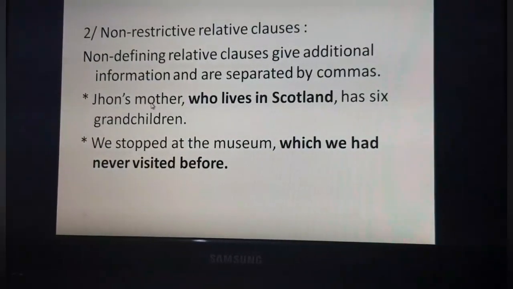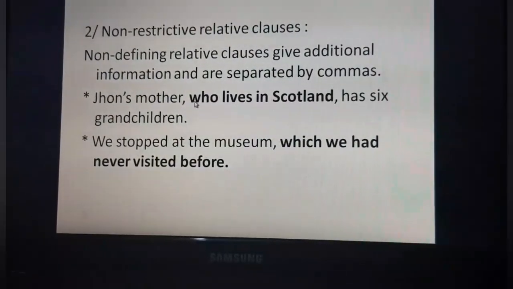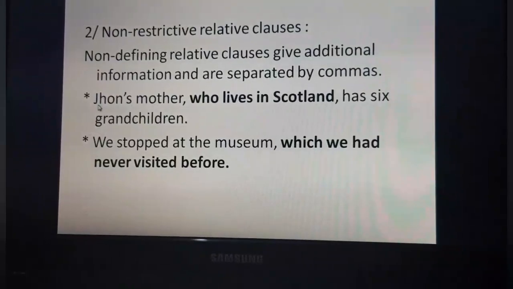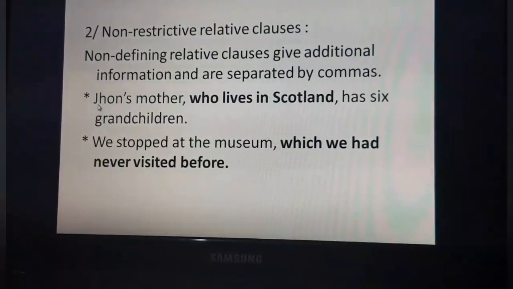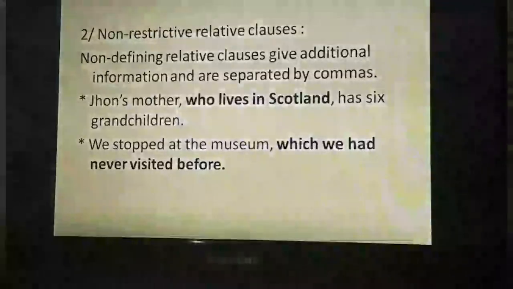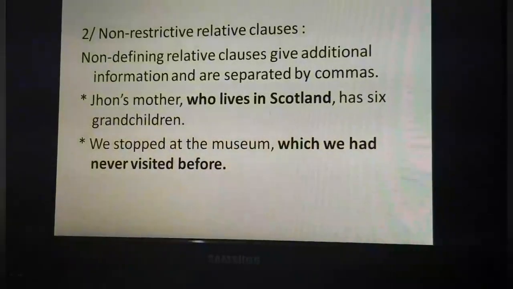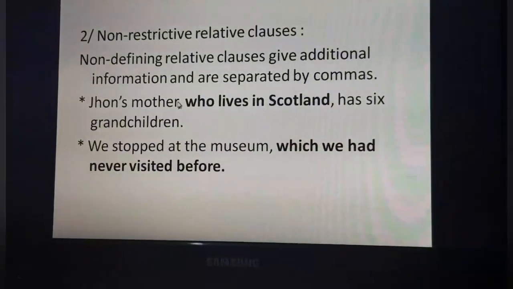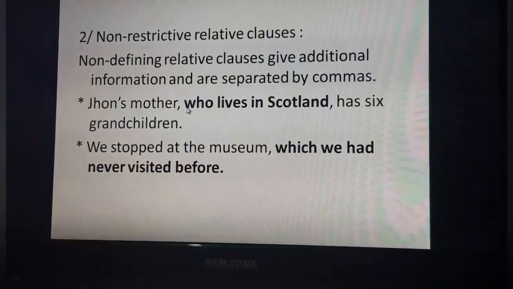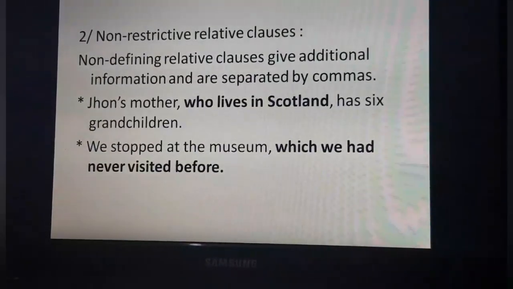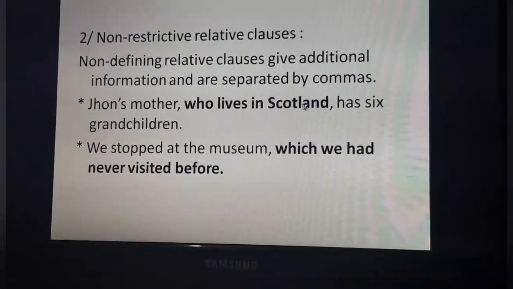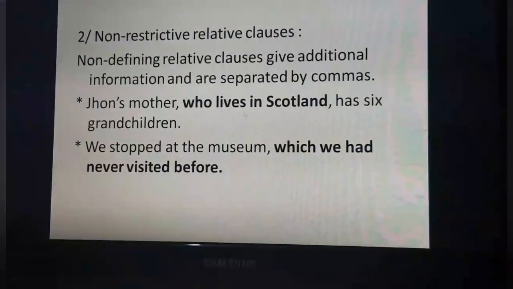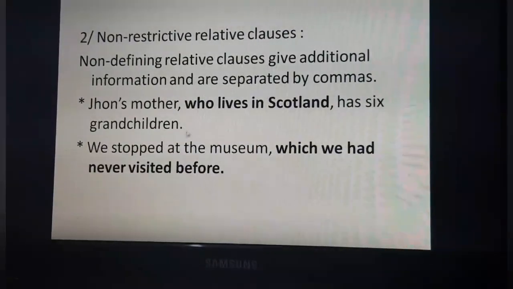Okay, John's mother lives in Scotland. Maybe John lives in another place. Okay, for example, he lives in let's say in England, but his mother lives in Scotland. John's mother, who lives in Scotland, has 6 grandchildren.